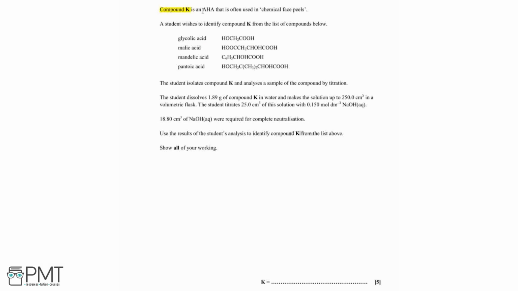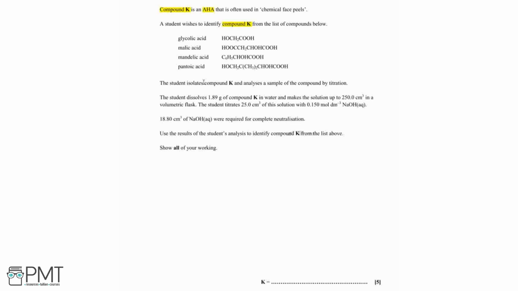Compound K is an alpha hydroxy amino acid that is often used in chemical face peels. A student wishes to identify compound K from this list of compounds below. So we've got glycolic acid, malic acid, mandelic acid, and pantoic acid.